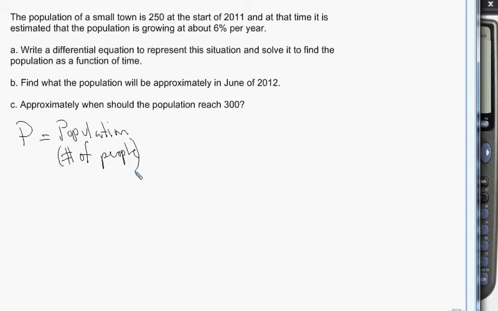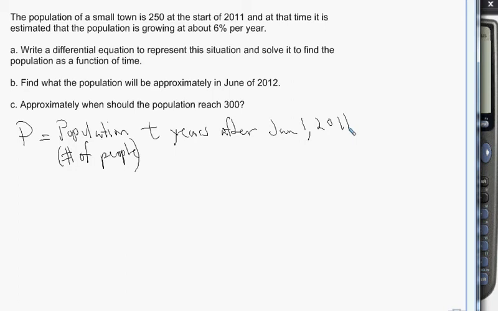And it's going to be the population at a certain time, right? And that time is going to be represented by T. So T years after, let's say, January 1st, 2011. Okay.